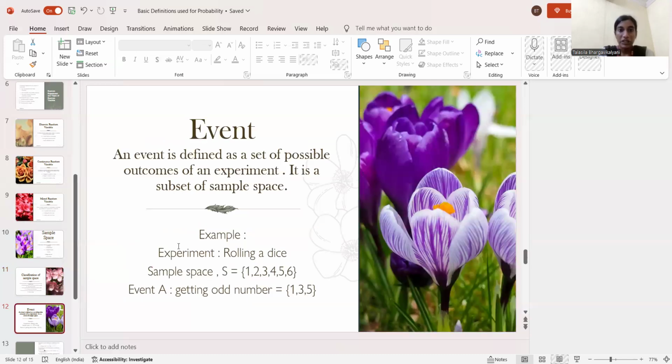Now we will discuss event. An event is a set of possible outcomes of an experiment. It is a subset of a sample space. For example, if rolling a dice is the sample space, then getting even numbers is an event.